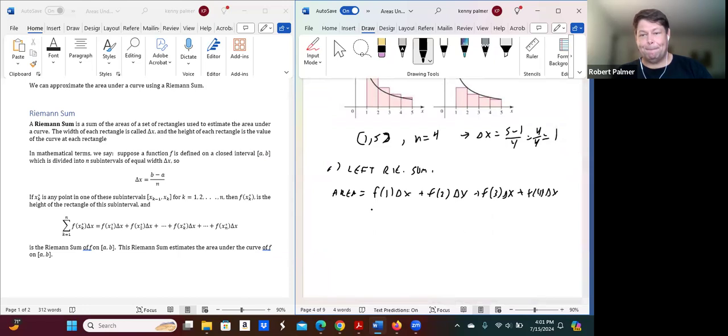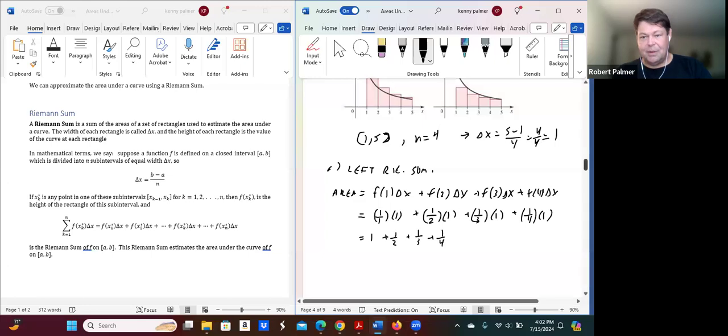Okay, now we do that. Of course, we know our values. So at 1, remember our function is 1 over x, and that's going to be 1 over 1 times 1. That's easy. That's just going to be 1. Then 1 over 2 times 1 plus 1 over 3 times 1 plus 1 over 4 times 1. Okay. And so that's going to be 1 plus 1/2 plus 1/3 plus 1/4.